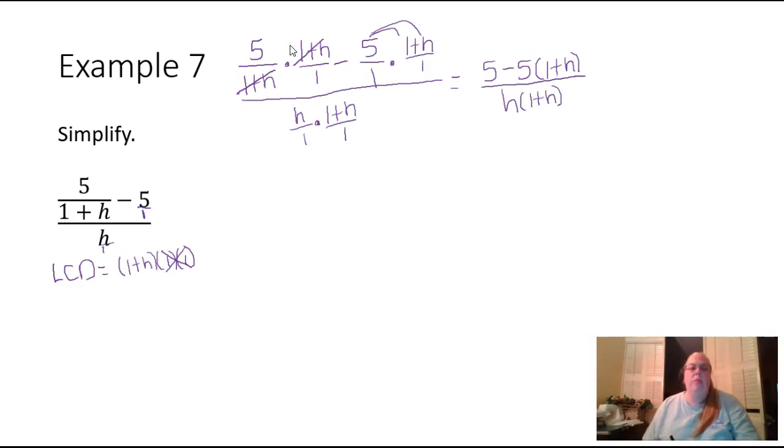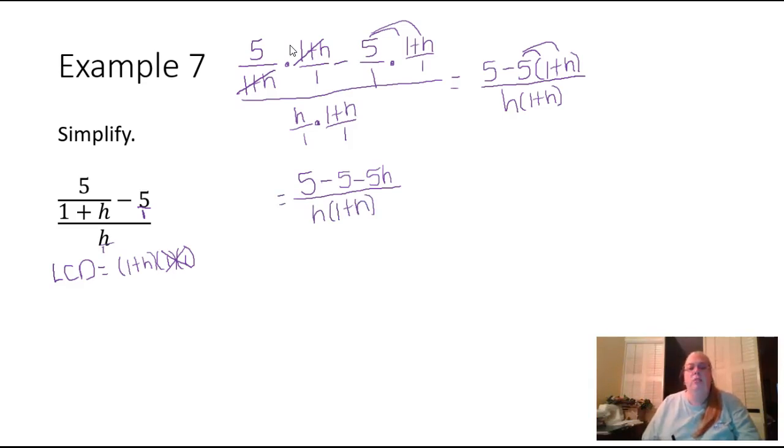So what's happened is by multiplying by the least common denominator, I turned all of my denominators here into 1s. And now I have a fraction which is 1 numerator and 1 denominator. All right, let's distribute the negative 5 into parentheses there. This is going to give me 5. Negative 5 times 1 is negative 5. And negative 5 times h is going to give me negative 5h. And on the bottom, I'm not going to distribute because we may be able to cancel some stuff. So let's wait and see.